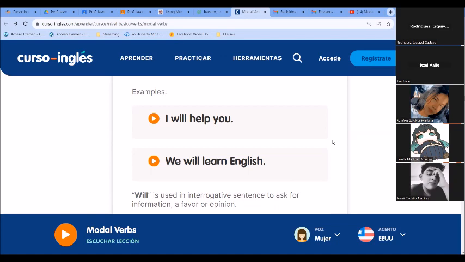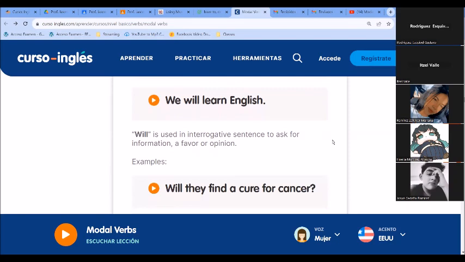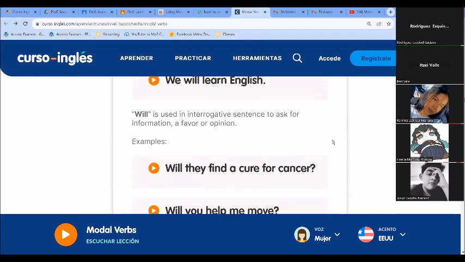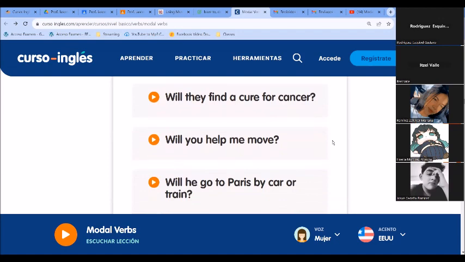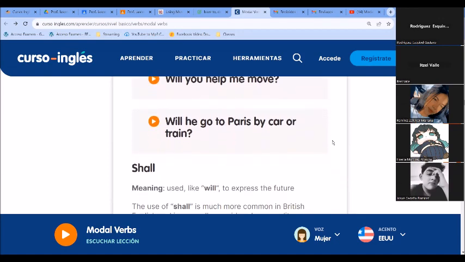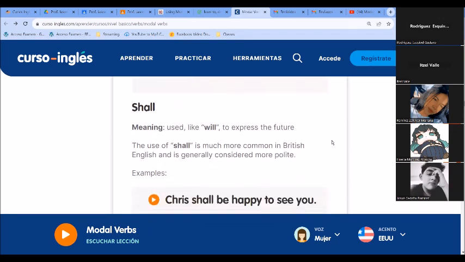Now, may and might, can and could, they were asking for permission. With will, you're asking for information, a favor, or an opinion. Will they find a cure for cancer? Will you help me move? Will he go to Paris by car or by train? You're getting information when the person answers those questions.